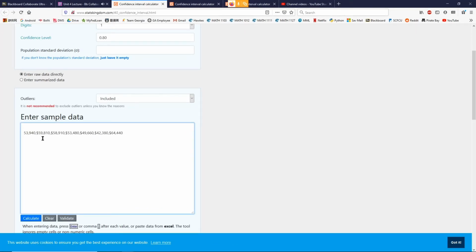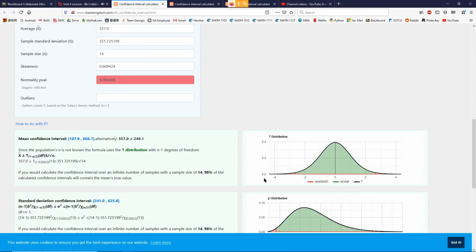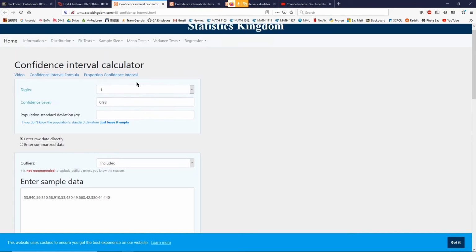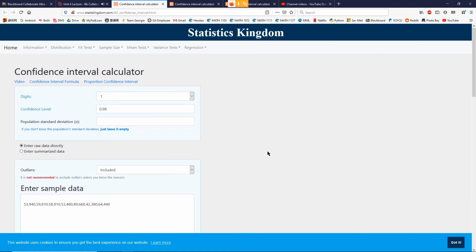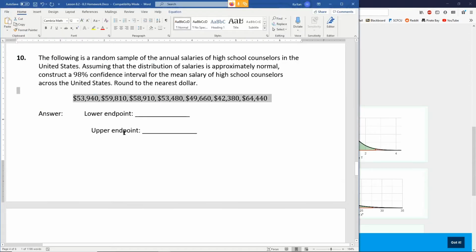I'm gonna delete all the dollar signs because it's probably not going to work out. You just need a comma in between. There you go. And we want a 98%. So let's calculate. And let's see. They want round to the nearest dollar. Round to the nearest dollar means you got round to the whole number, right? So let's say 107.9, so that's 108 and 606.